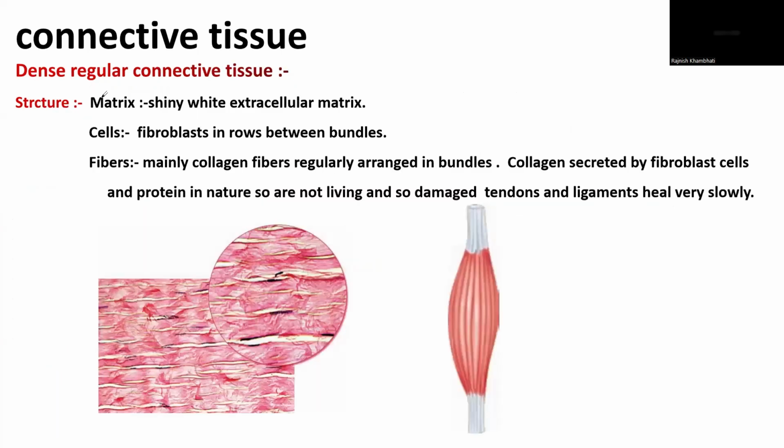Next is dense regular. We just saw irregular, now regular. You can see in the diagram, they are regularly and properly arranged, not irregularly. So these are the fibers. Now the matrix is shiny white extracellular matrix. Fibroblast cells are present but in rows. They are present in rows in between the fibers, like here, here, here, like this.